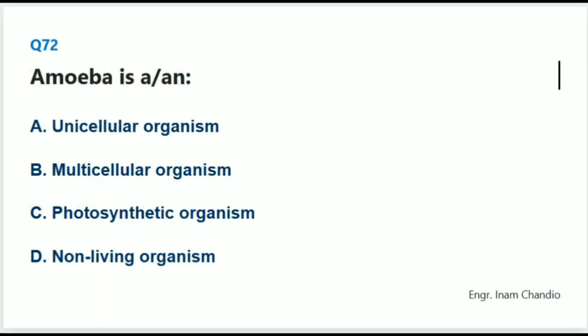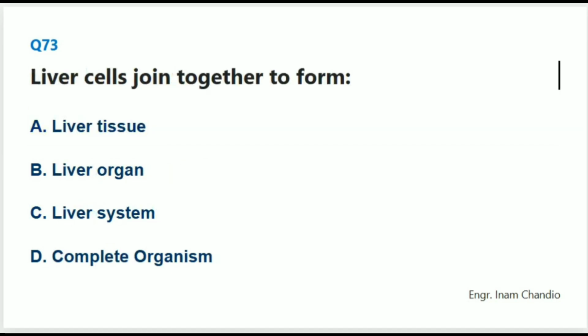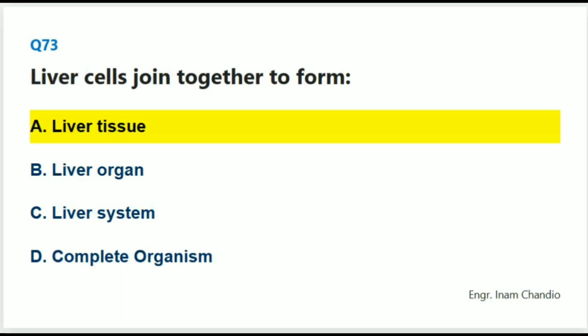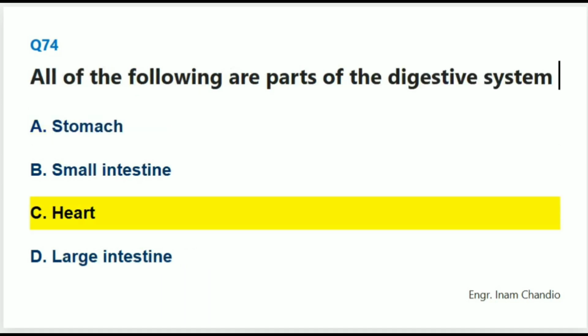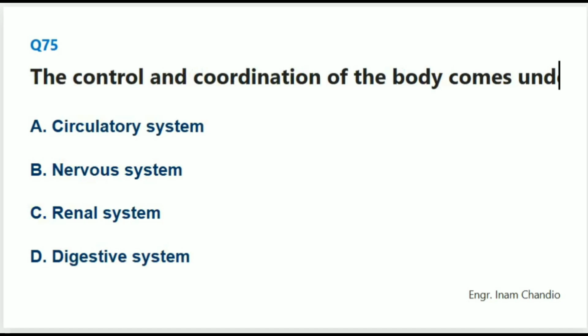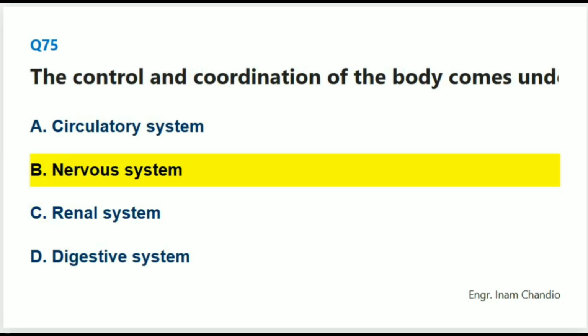Amoeba is a/an. The correct answer is A. Unicellular organism. Liver cells join together to form. The correct answer is A. Liver tissue. All of the following are parts of the digestive system except. The correct answer is C. Heart. The control and coordination of the body comes under. The correct answer is B. Nervous system.